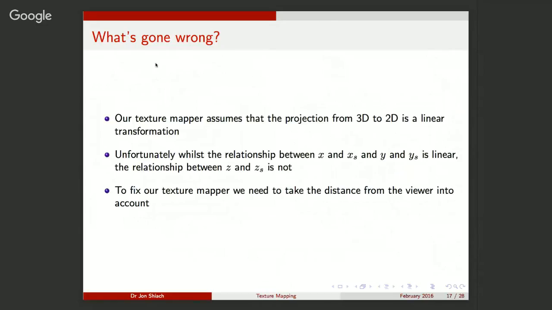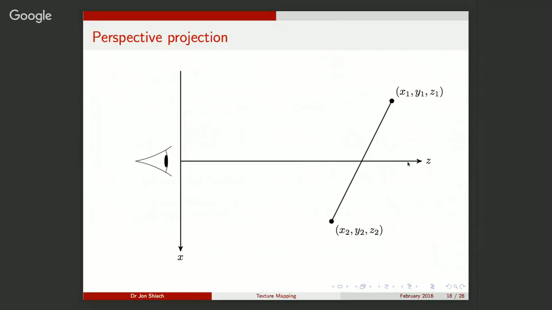So in the middle bullet point there, the relationship between our x and y and our screen space x and y is linear, but z is not. We've still got a z coordinate there. It's just we're looking down the z-axis, so we don't use it. So in order to fix the texture mapping, we need to take into account the distance of the viewer. So we're going to take into account perspective projection.